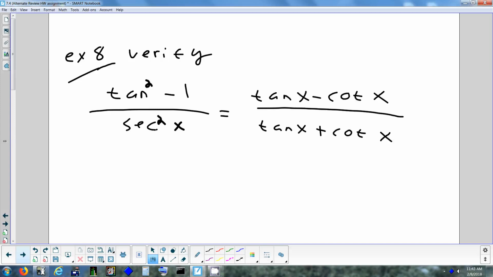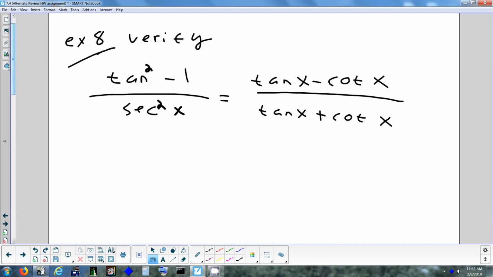Again, which side is more complicated? I would argue the right, only because the right has 4 things. It has a tangent, a cotangent, another cotangent. The left side only has 3. But then you might say, well, the left side has things that are squared and the right side doesn't. So really, you could start with either side. But let's start with the right.